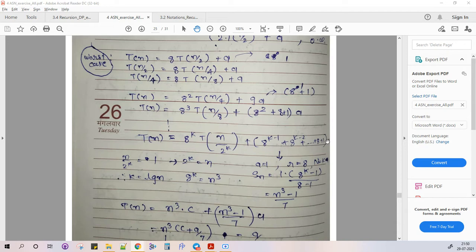So it's better to solve this series first, and we got this really small, simplified version, 8^k minus 1 and 8 minus 1. So we can deal with it. So 8 to the power k is nothing but n cube, right?